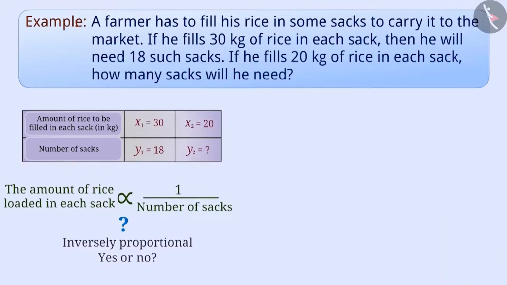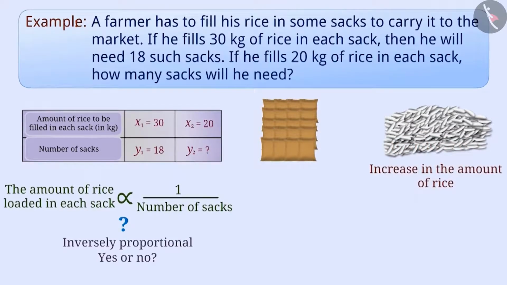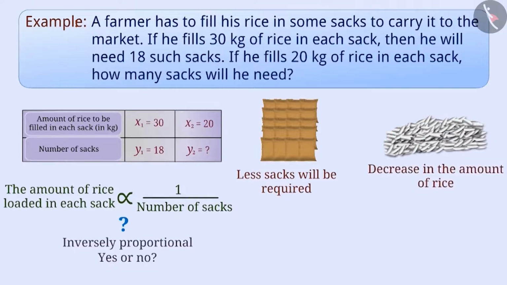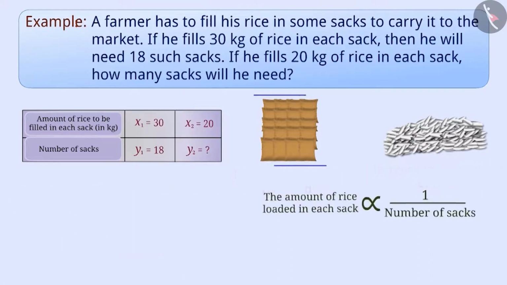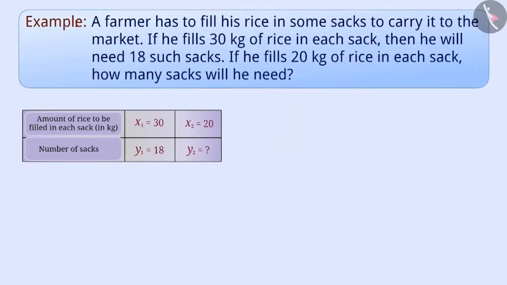Let me explain. The quantity of rice here is fixed. If the farmer increases the amount of rice to be loaded in each sack, then the farmer will need fewer sacks in proportion. But if we decrease the amount of rice to be filled in each sack, we will need more sacks in proportion. In this way, the amount of rice to be filled in each sack and the number of sacks are inversely proportional to each other.